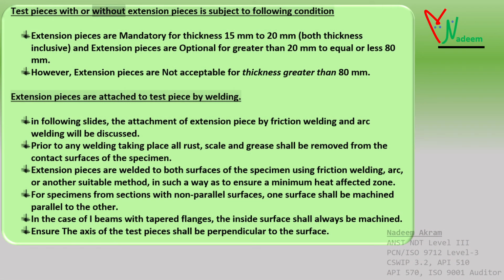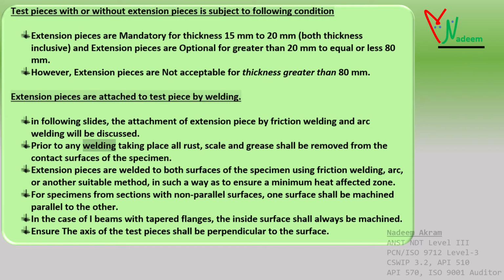Test pieces with or without extension pieces is subject to the following condition. Extension pieces are mandatory for thickness 15 mm to 20 mm, both inclusive, and optional for greater than 20 mm to equal or less than 80 mm. However, extension pieces are not acceptable for thickness greater than 80 mm. Extension pieces are attached to the test piece by welding. In the following slides, the attachment of extension pieces by friction welding and arc welding will be discussed.